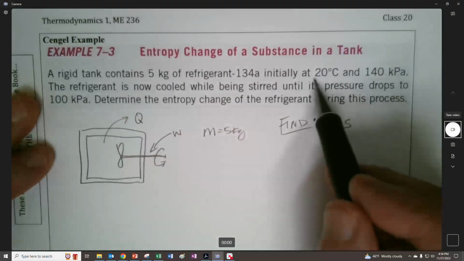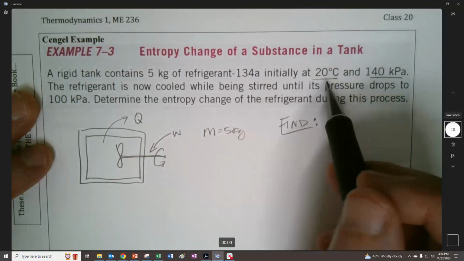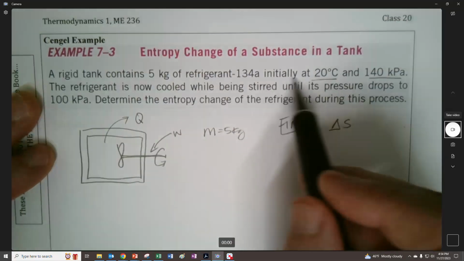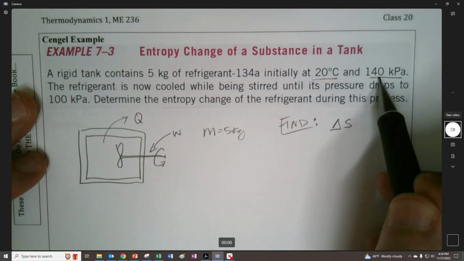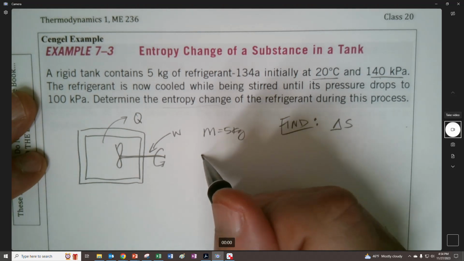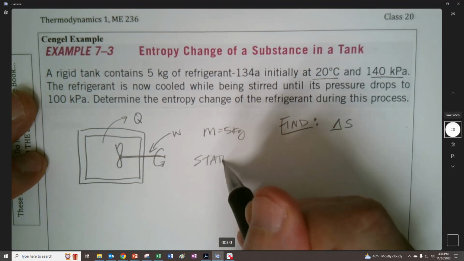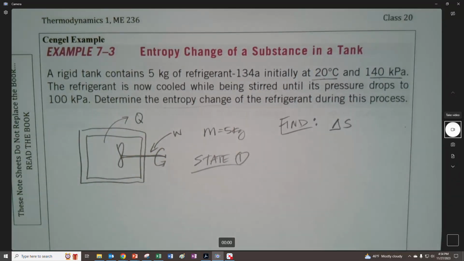State 1, we're given 2 pieces of information. We're not 100% sure. It says it's this refrigerant. We don't know if it's liquid or gas. So let's just look it up. This is going to be state 1 that we want to take a look at. And there's a refrigerant right here.